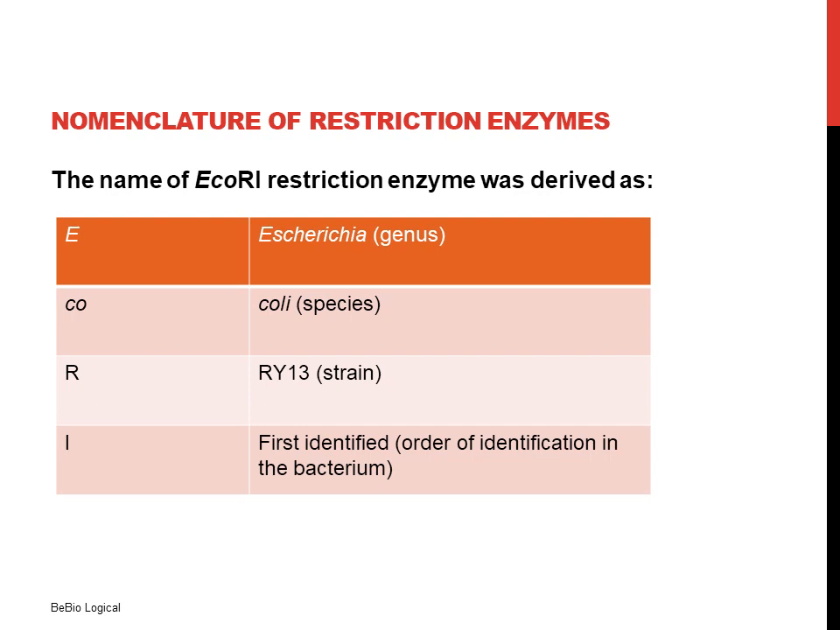The name of any restriction endonuclease consists of three parts. Here, I will explain it with an example of the EcoRI restriction enzyme. The first part is an abbreviation of the genus and species of the organism to 3 letters. Here, Escherichia coli is the name of the organism, Escherichia is the name of the genus, and coli is the name of the species. We are taking E from the genus name and CO from the first 2 letters of the species name.